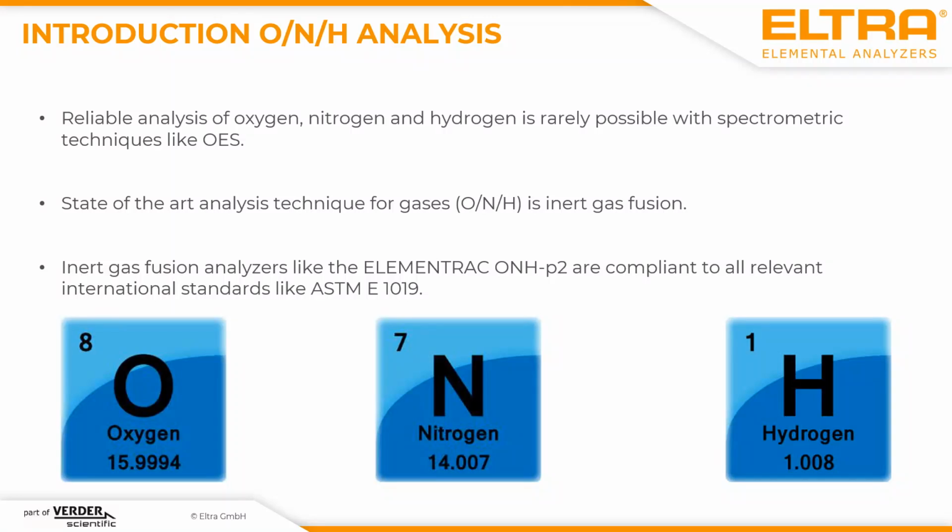A state-of-the-art analysis for oxygen, nitrogen and hydrogen is inert gas fusion with detection via IR or TCD. This is, for example, possible with the ELTRA ONHP2.